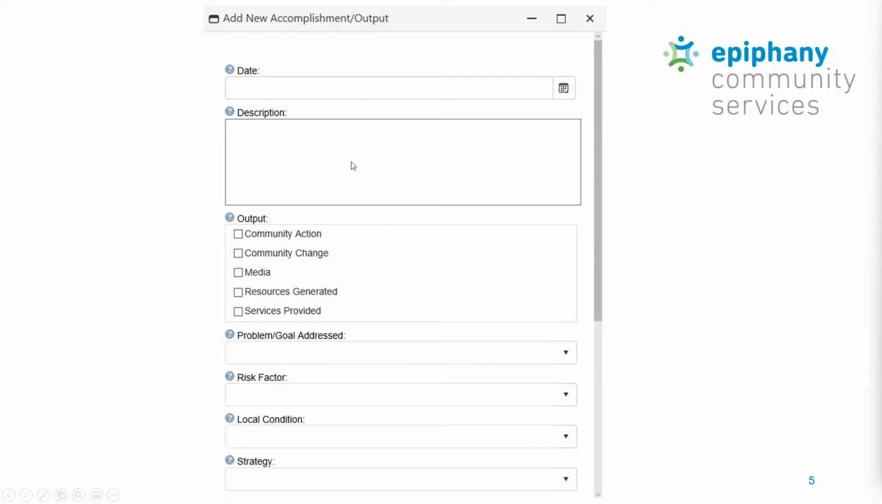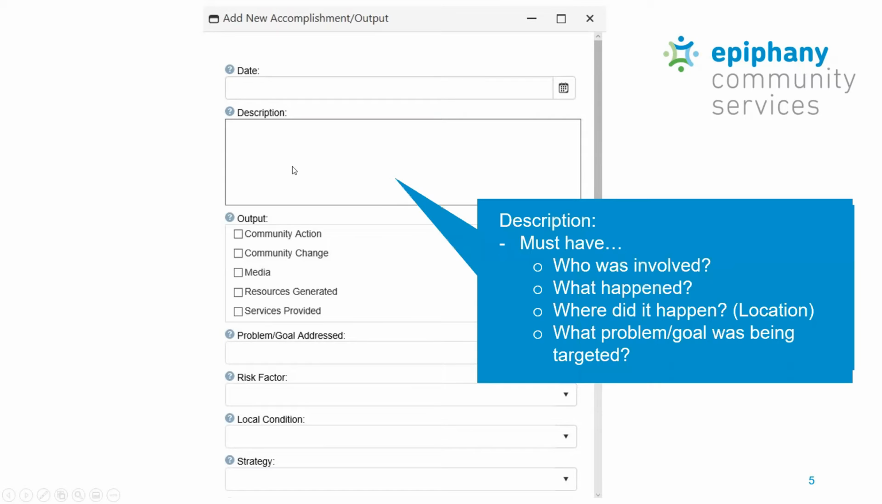When it comes to the basics for our description, we like to start out with these 4 main questions. I like to pose them as questions because I think it makes it easier to write our description. We have to make sure we answer these 4 in our description. It's okay that some of these might overlap. What happened and what problem or goal is being targeted might overlap in some cases, and that's okay. Where did it happen might also overlap into who was involved. That's okay. But it's always important to start off asking yourself these 4 main questions.